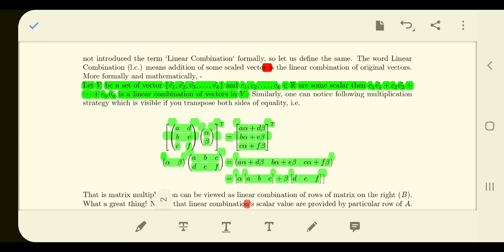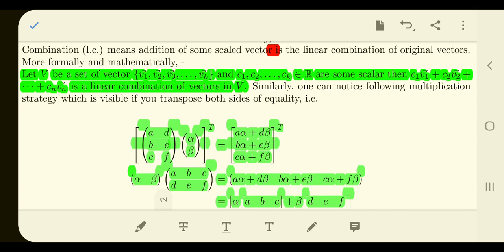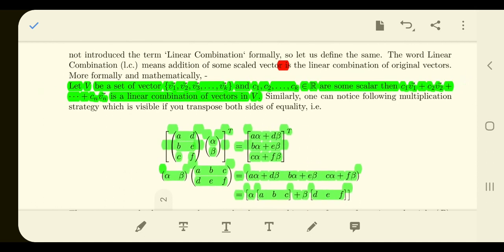So that is what it means. Mathematically, if we say that, it means let V be a set of vectors, V1 up to Vk, then C1 up to Ck are some real numbers or scalar values, then C1 V1 plus C2 V2 and so on up to Ck Vk is the linear combination of vectors V1, V2, V3 up to Vk. So this is the definition of linear combination of vectors.